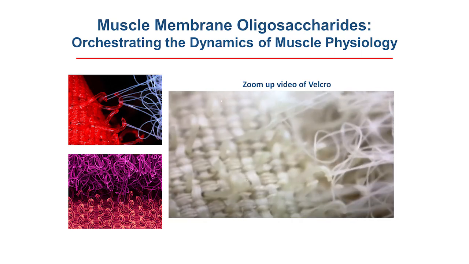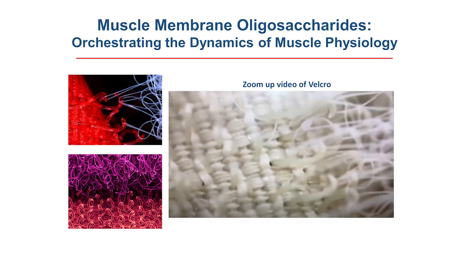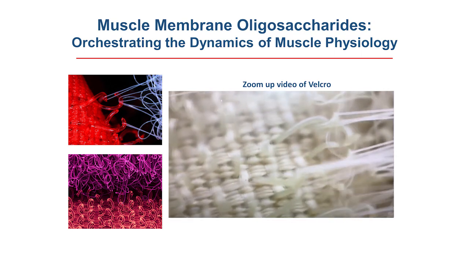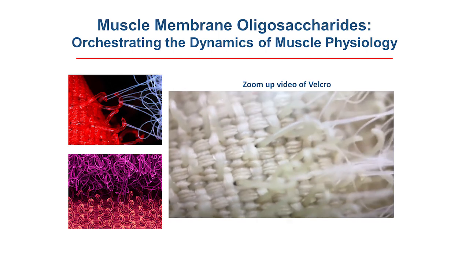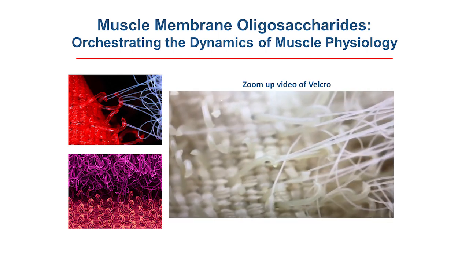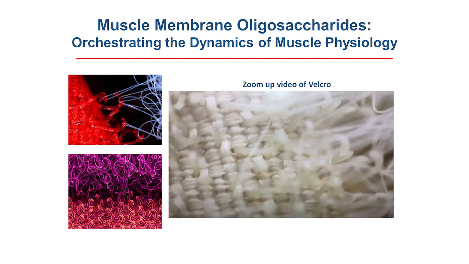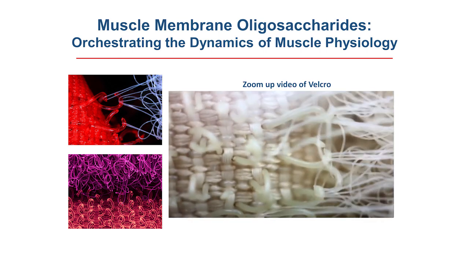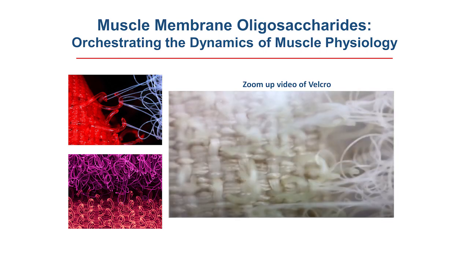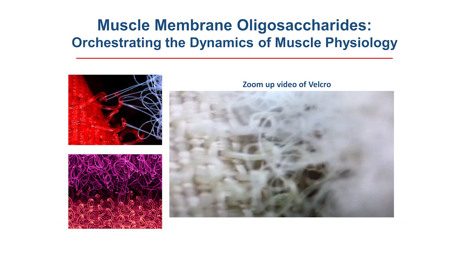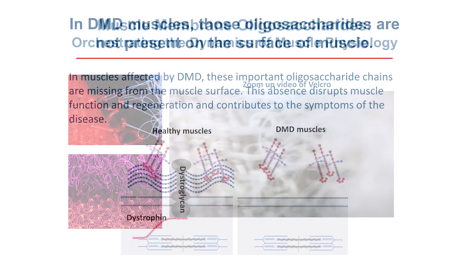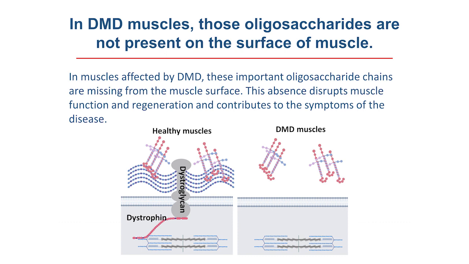Just as demonstrated in this video, collective effects of the many weak bonds can lead to a strong and adaptable system. This principle is crucial in understanding how we aim to harness the power of the oligosaccharides in treating DMD. Now let's examine the key issue in Duchenne muscular dystrophy.